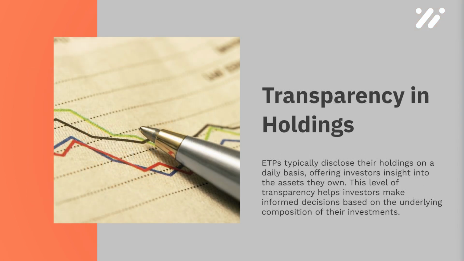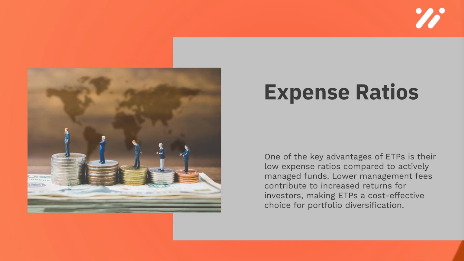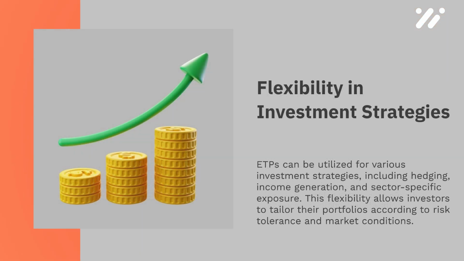Transparency. ETPs often disclose their holdings daily, providing investors with a clear understanding of what they own. Low expense ratios. Compared to actively managed funds, ETPs usually have lower management fees, making them cost-effective. Then, flexibility. Investors can use ETPs for various strategies, including hedging, income generation, or sector-specific exposure.